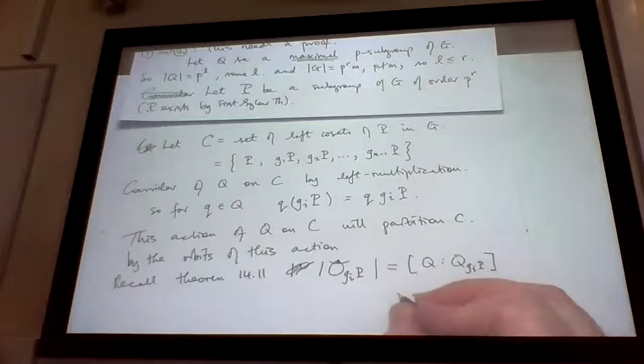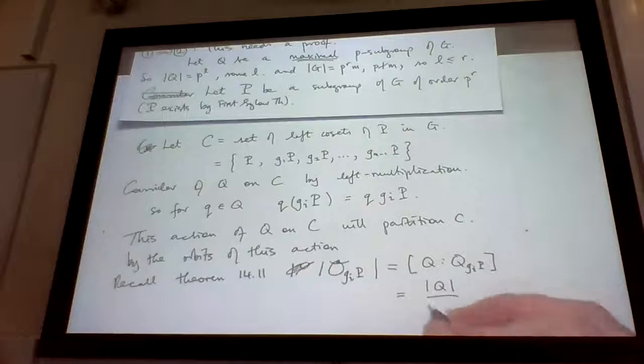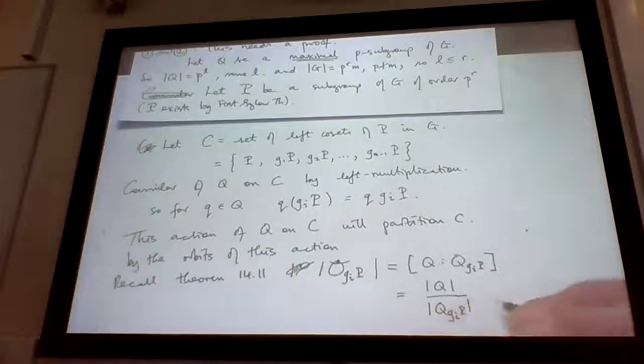And everything is finite groups here, so this is a simple quotient of the sizes of these groups. So tell me now, what kind of a number is this? 1 over GI. I don't even know how you made up that orbit.